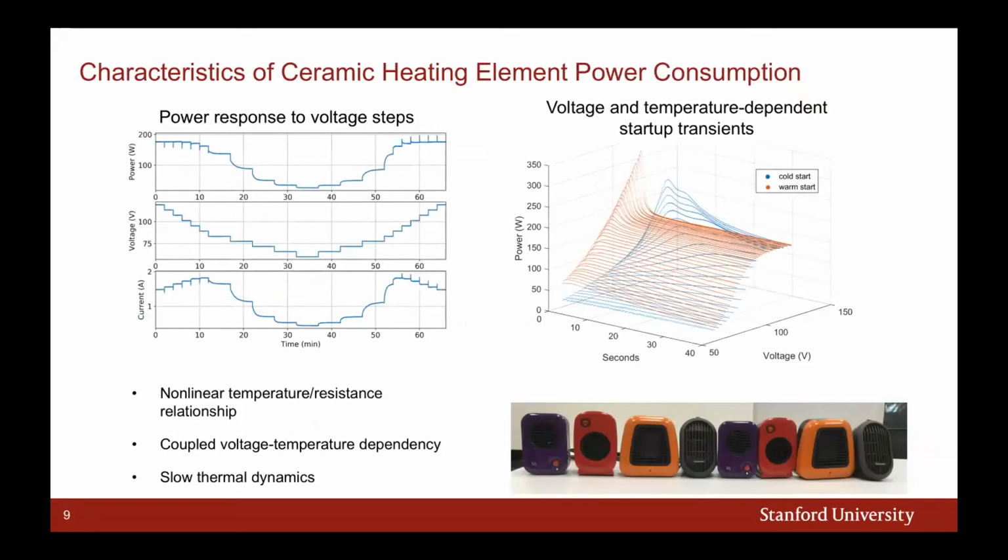However, when we look at ceramic heating elements, we see that the nonlinear temperature-resistance relationship causes interesting dynamics. The plot on the left is a power response to a voltage shift. On the very top is power, the middle plot is voltage, and the bottom is current. We can see that the RC time constants vary quite dramatically depending on what voltage we're at, and we can see how this manifests behaviorally. The plot on the top right shows startup transients that depend not only on the voltage, but also on the initial temperature of the heating element.